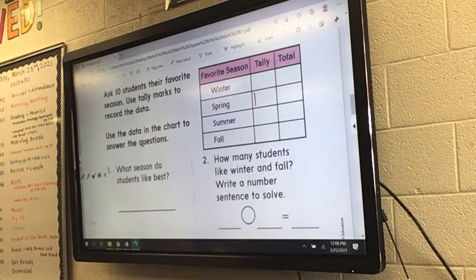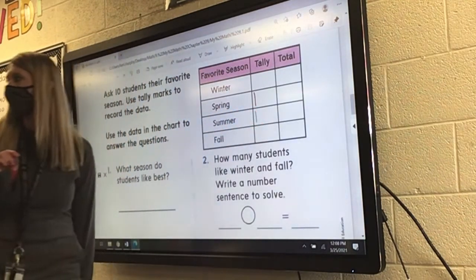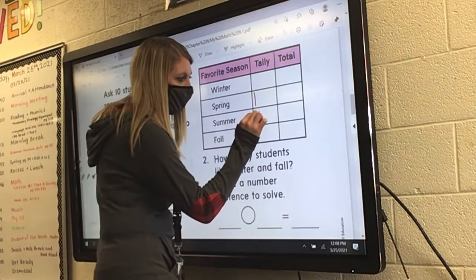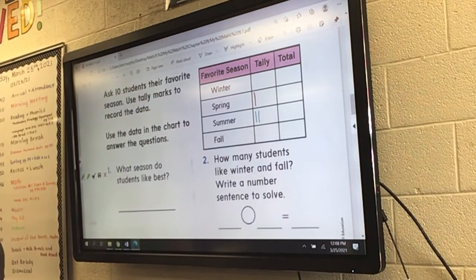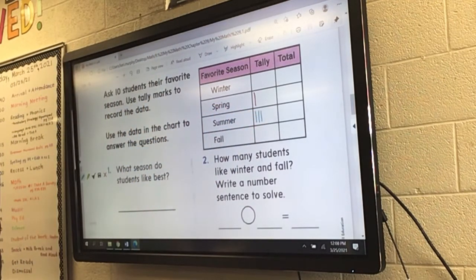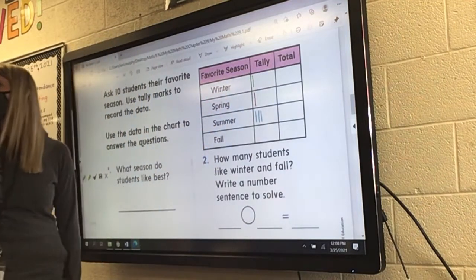Hayden, what's your favorite season? Summer. So let's put a tally mark for summer for Hayden. Kinsley, what's your favorite season? Oh, sorry, I didn't hear you. Summer. Another tally mark for summer. Lily, what's your favorite season? Summer. Summer's so good. Wyatt, what's your favorite season? Winter. So we have one for winter now, even though summer's the hottest.